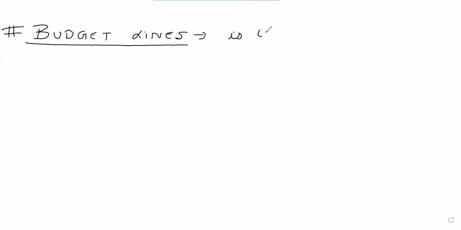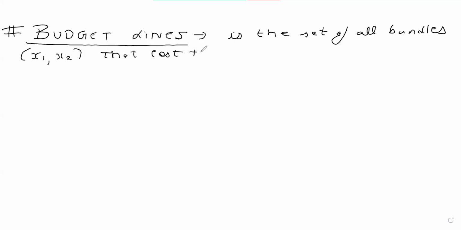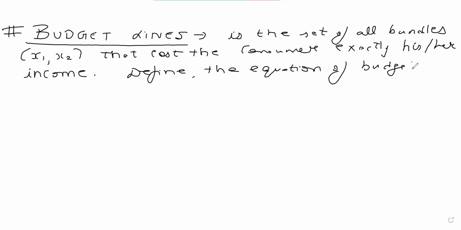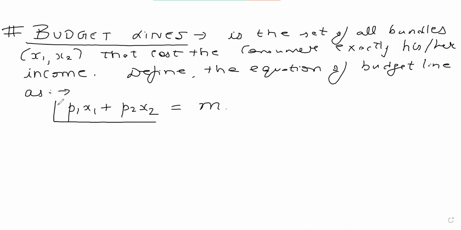Let's quickly understand what a budget line is. The budget line is the set of all bundles (x1, x2) that cost the consumer exactly his or her income. So define the equation of the budget line as P1x1 plus P2x2 exactly equal to the income of the consumer. When we were talking about budget constraints, the total expenditure of the consumer was either less than or equal to income. But in the case of budget lines, the consumer is spending exactly equal to his income.